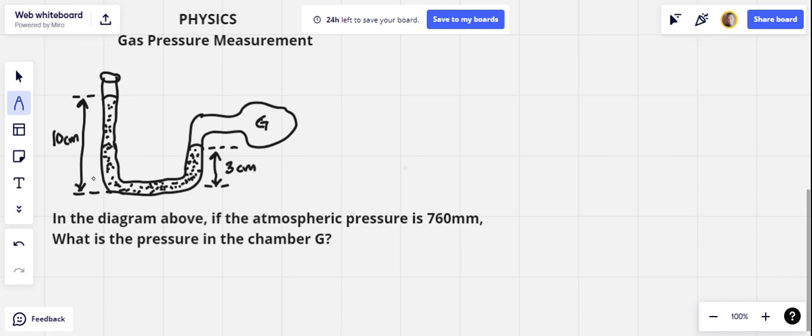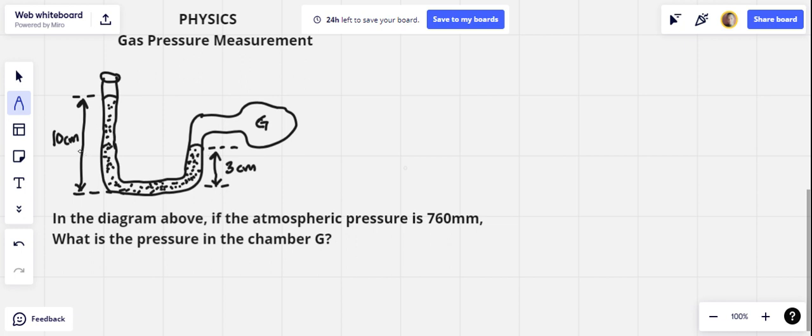On the gas chamber side, the height is 3 cm, while on the atmospheric side, it is 10 cm. So we are to calculate the gas pressure on this other side. How do we go about this?